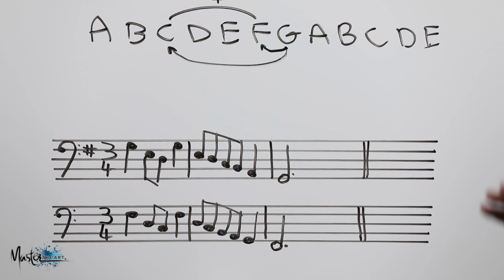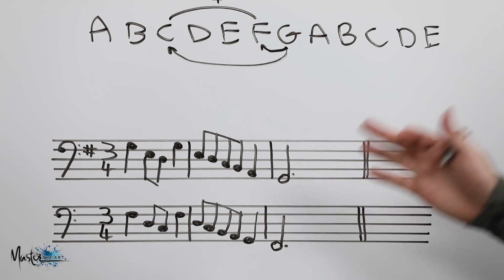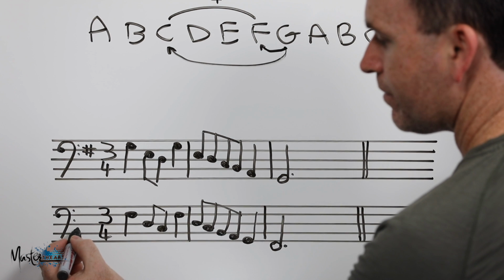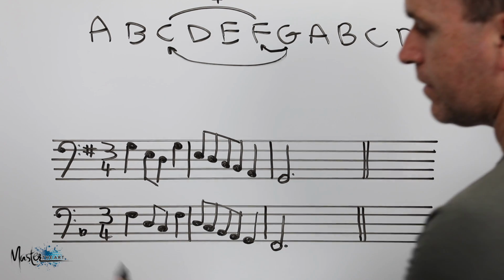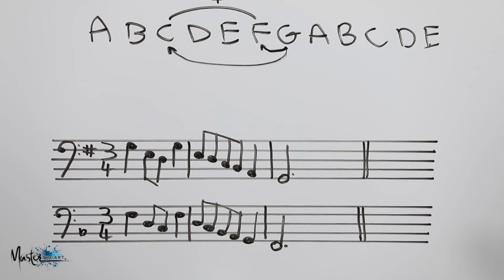Now before I finish, remember the key signature. Don't forget your key signature. So in the key of F, all the B's are flat, and we indicate that by putting a little flat sign on that second line there, which is where B lives.